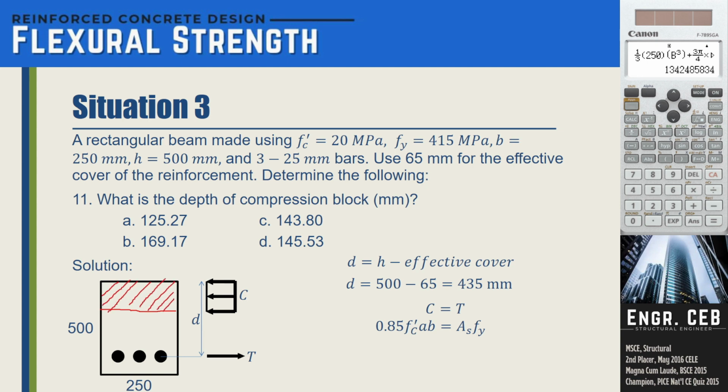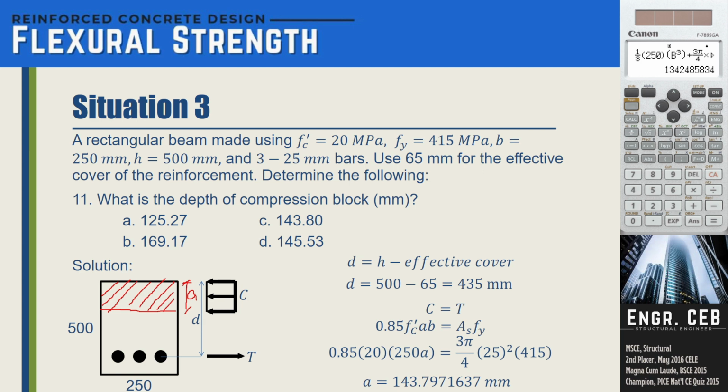Okay, so that is a. a is the depth of compression block, for this distance. And then b is the width. So we equate that to the force of the steel, which is AsFy. So we can now compute a. That is 143.7971637 millimeters.